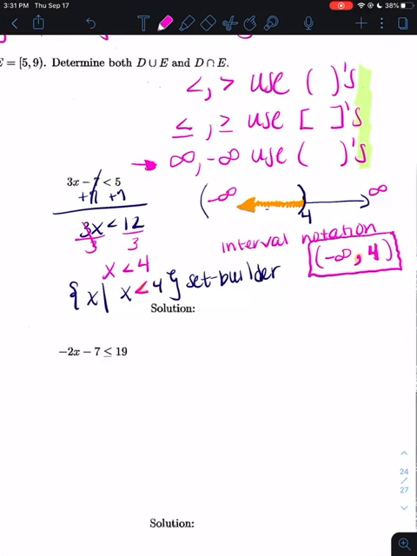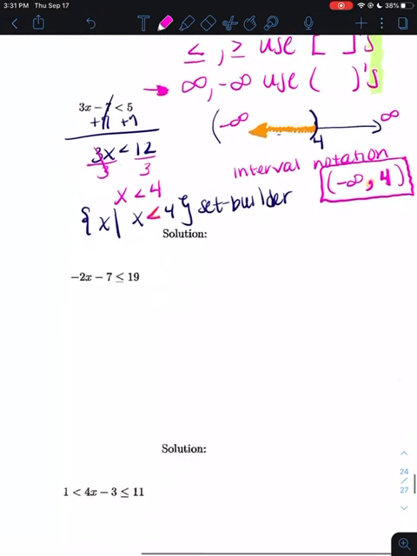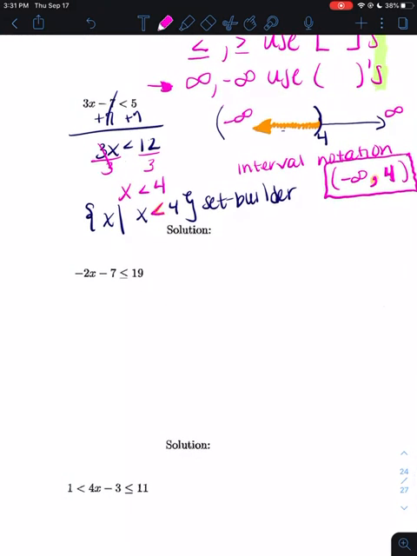This parentheses replaces the open circles. So if you did inequalities before, you had open circles and closed circles. Now we use parentheses and brackets. All right, let's try this next example.